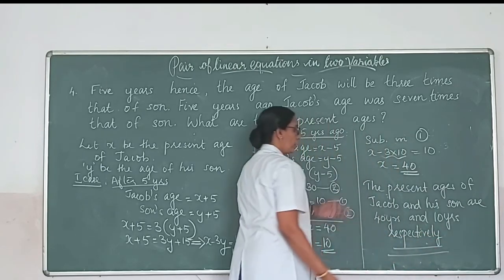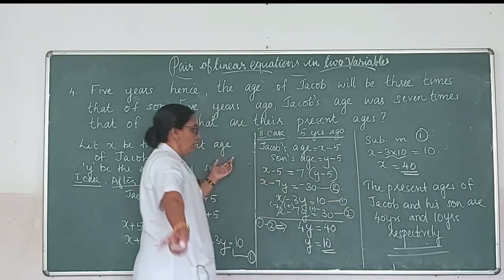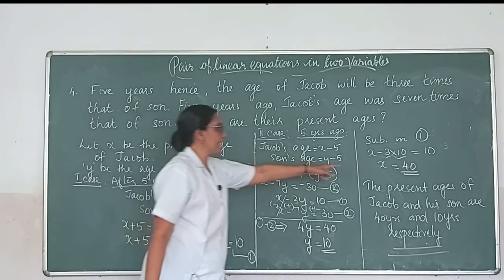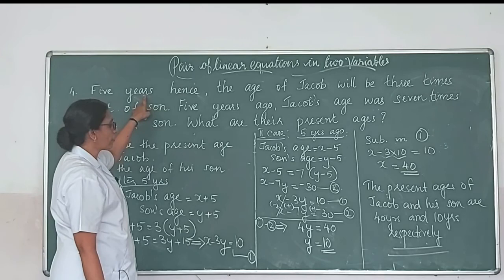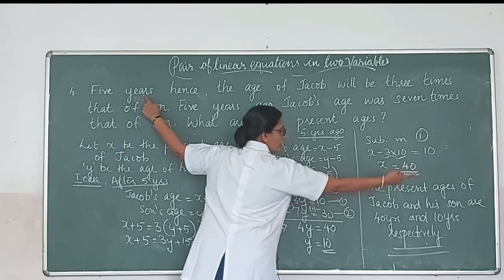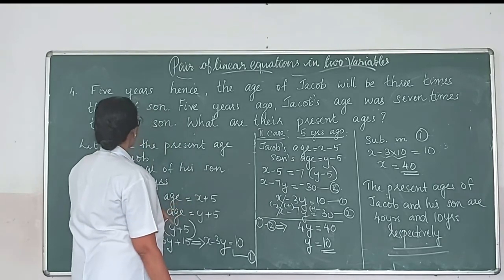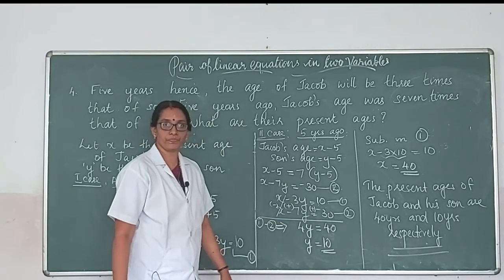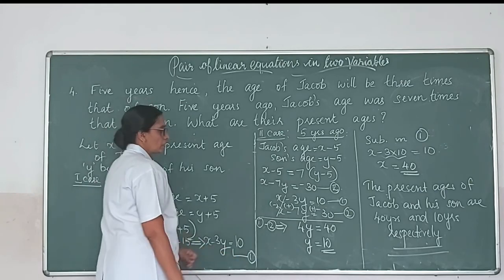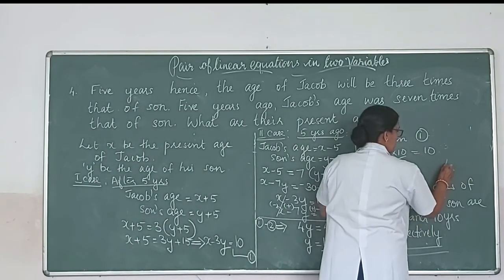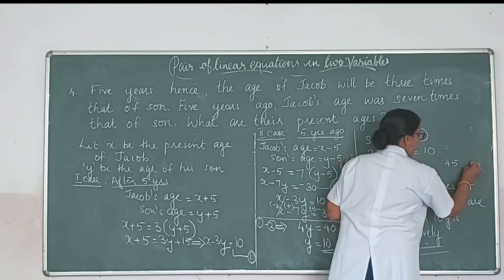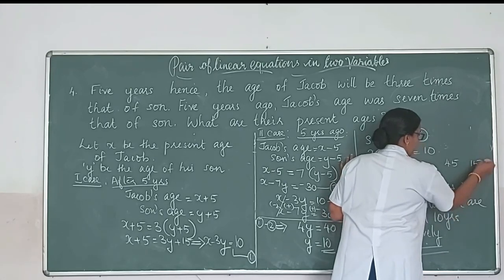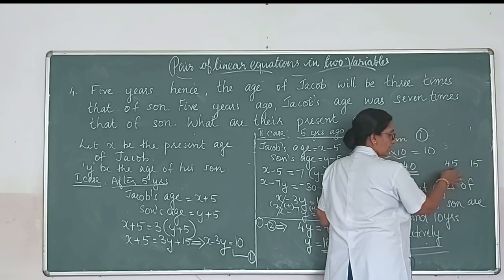Okay children, if you want you can verify the answer also. Now present age is 40. So after 5 years, Jacob's age will be 45. Okay, son's age will be 10 plus 5, 15. So after 5 years, Jacob's age will be 45. Son's present age is 10. Son's age will be after 5 years, it is 15. So 3 times of son's age, 3 into 15 is 45.